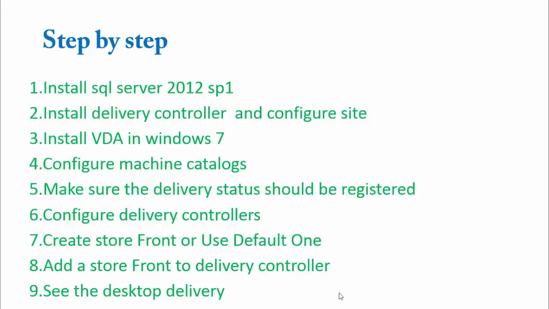After that, we need to configure the delivery group. We have configured catalogs; for whom we need to deliver, that we need to configure in the delivery controller. After configuring the delivery controller, we need to create the StoreFront for user deployment. By default, when we install a delivery controller, one default StoreFront is created.